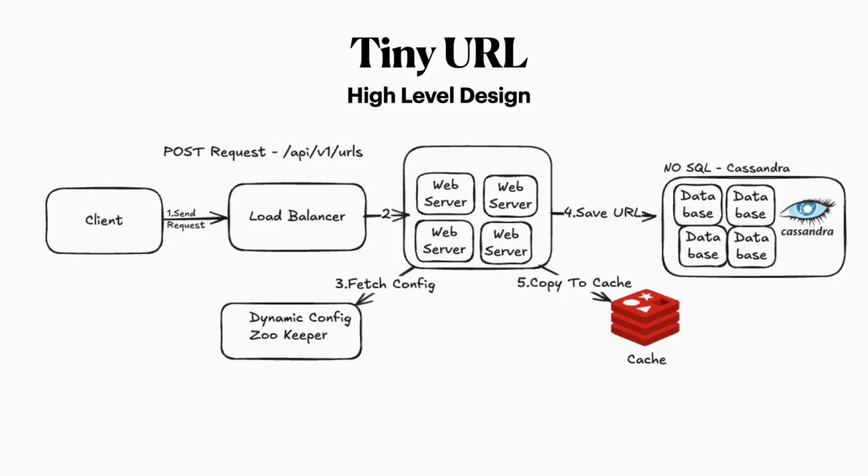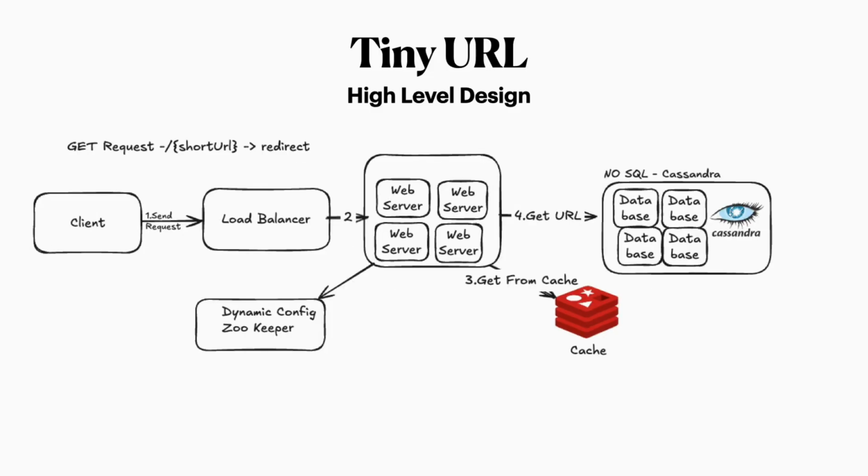The client sends a request to a load balancer, which routes it to one of many stateless web servers. The service generates a short key, stores the mapping in Cassandra, and then writes the URL into Redis cache for fast future access. Configuration data is managed using a system like Zookeeper or any dynamic configuration service.